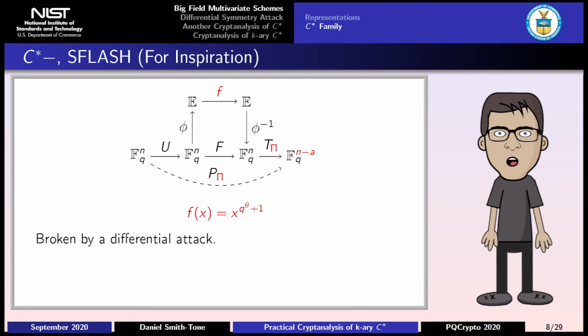Before we move on to the results of this work, I want to recall the attack on Sflash. The attack serves as inspiration for breaking k-ary Cstar. Sflash is a Cstar minus scheme, which simply means that you remove some of the equations before publishing the key. We denote that here with a capital Pi. When convenient, to save space, we will use the pi as a subscript, otherwise we will use it explicitly. The key thing we need to note is that Sflash was broken by a differential attack, not by the direct algebraic methods previously attempted with k-ary Cstar.